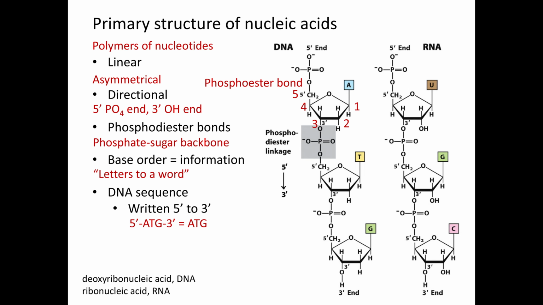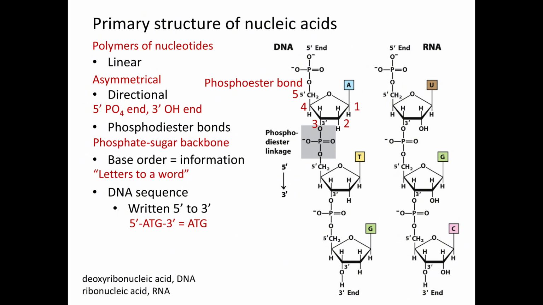The sugar is deoxyribose in DNA and ribose in RNA, while the phosphate group links nucleotides together to form a long chain. Nucleotides are connected by phosphodiester bonds, which form between the phosphate group of one nucleotide and the sugar of the next. This creates a sugar-phosphate backbone that gives nucleic acids their structural stability.